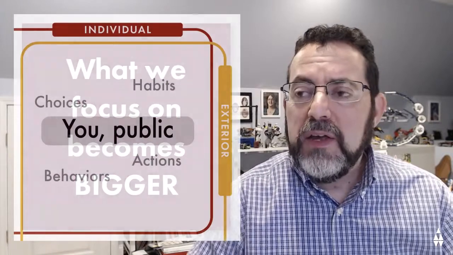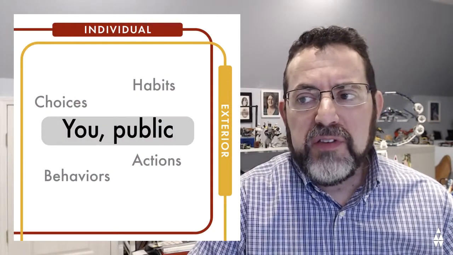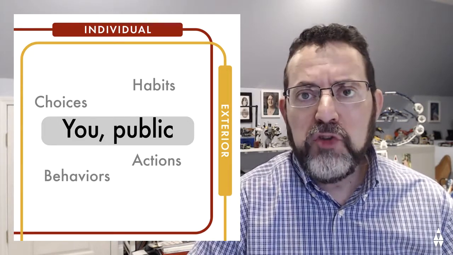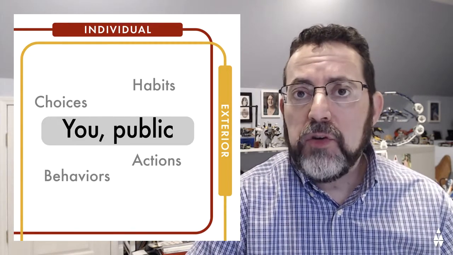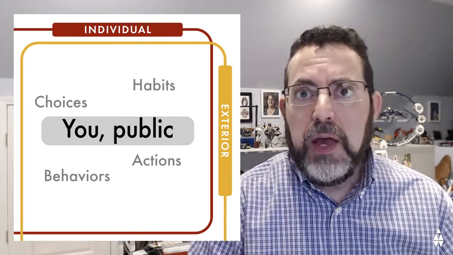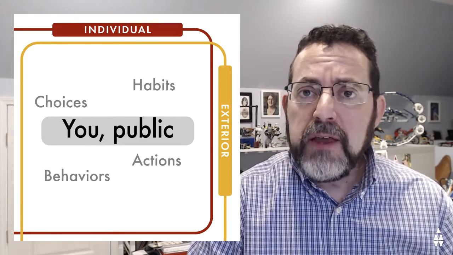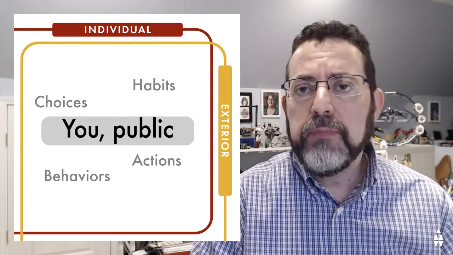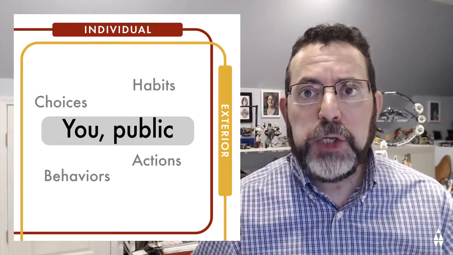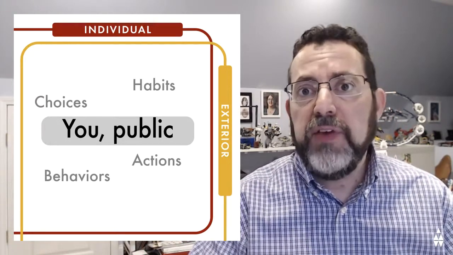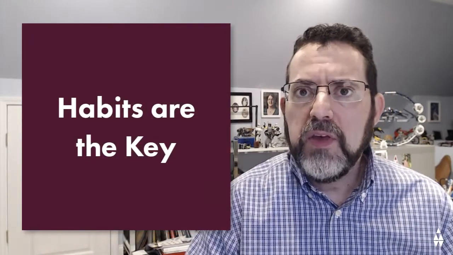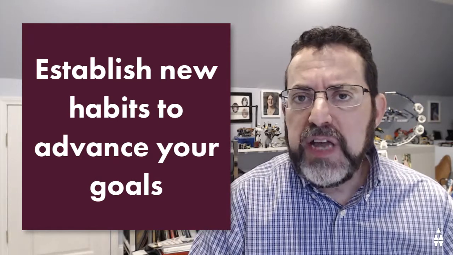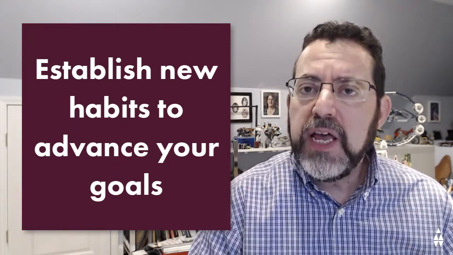The next domain from which you'll encounter resistance is the individual exterior. That includes your habits, your behaviors, your choices, and your actions. In other words, things that you do that are observable by others, even if there's nobody around. So it's the public expression or the exterior expression of your thoughts, feelings, and beliefs. The key here is to establish good habits. Start taking those steps towards your professional goals each and every day.